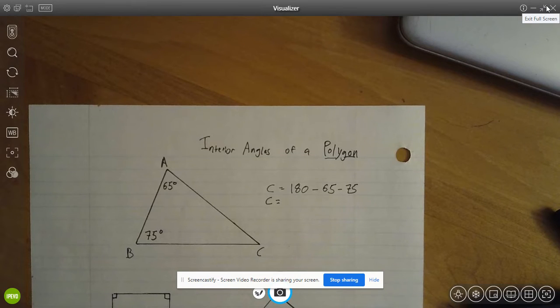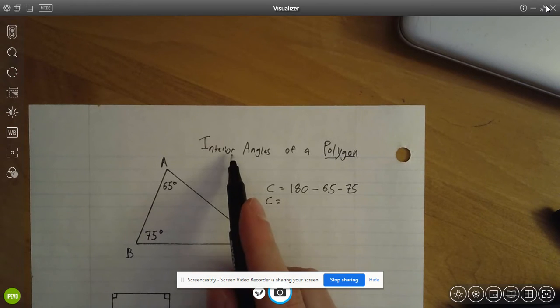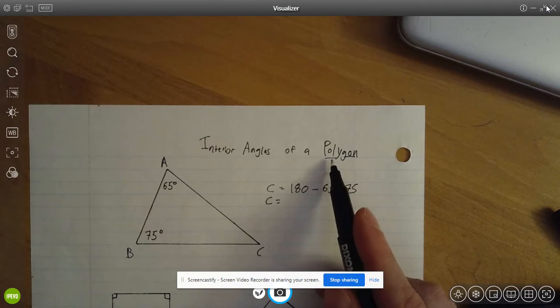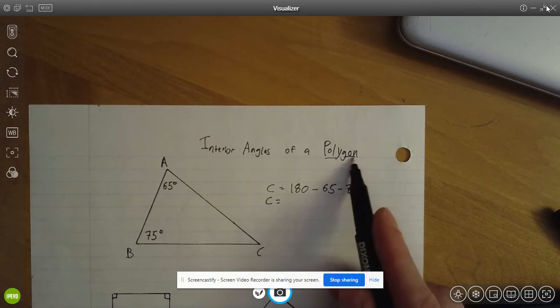Okay, in this video we're going to discuss the interior angles of a polygon. Interior means inside. Polygon, well, poly is Greek for many. You can think about Polynesia. You could think about polyamory or polygamy or polynomial. Poly just means many or multiple. Gon means corner or angle.